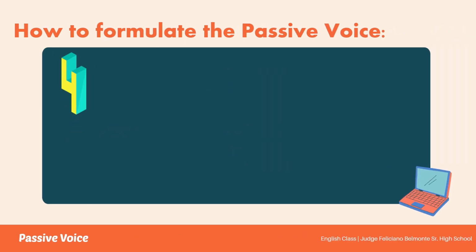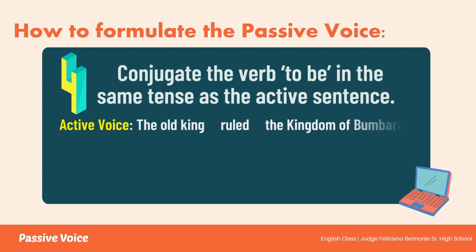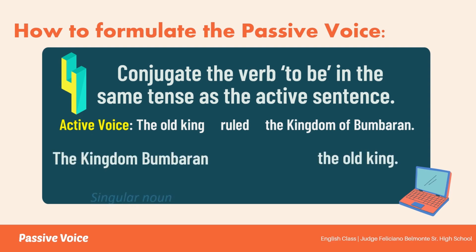Then conjugate the verb to be in the same tense as the active sentence. Conjugate means the verb must agree with its subject in number, whether the subject is a singular or plural noun. The verb to be, or being verb, is a verb that shows a state of being. It emphasizes how the noun or subject is, was, or will be, and shows how something looks or feels.